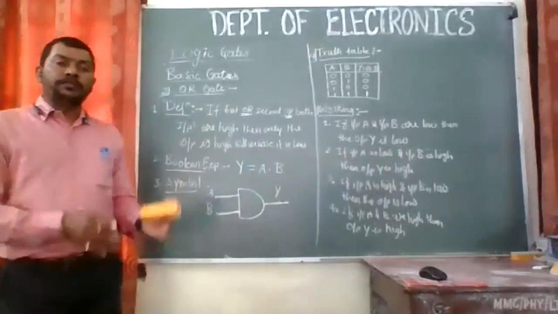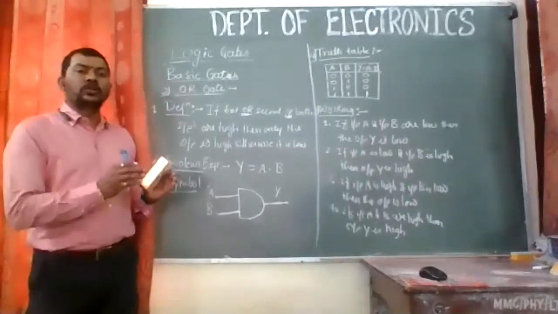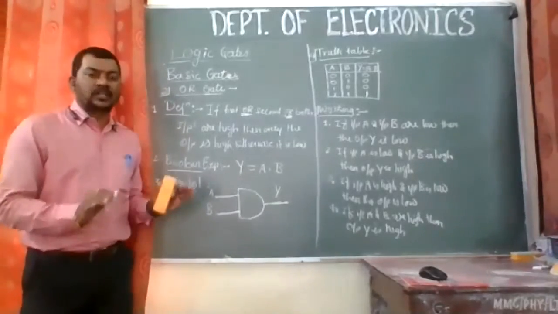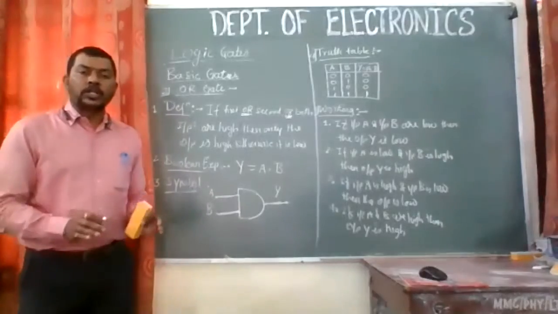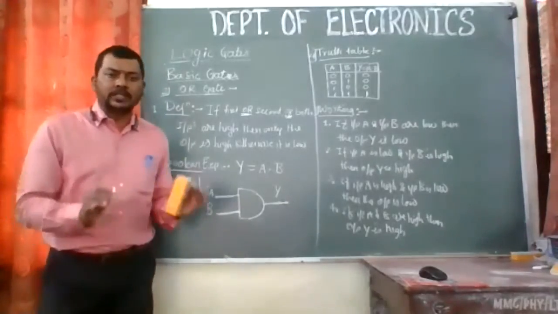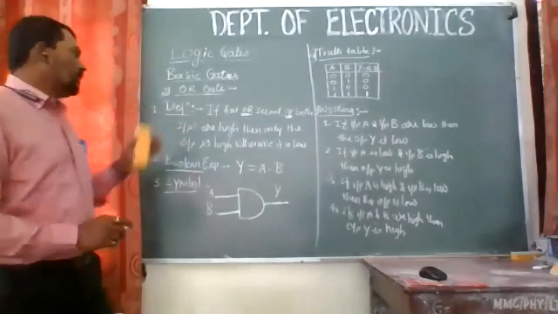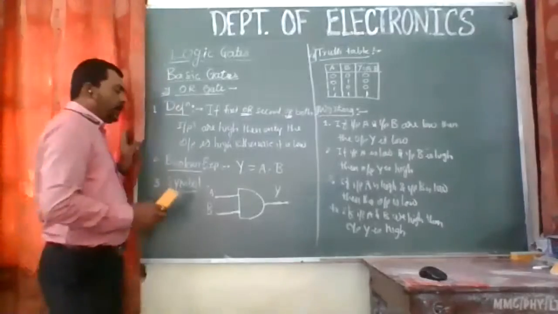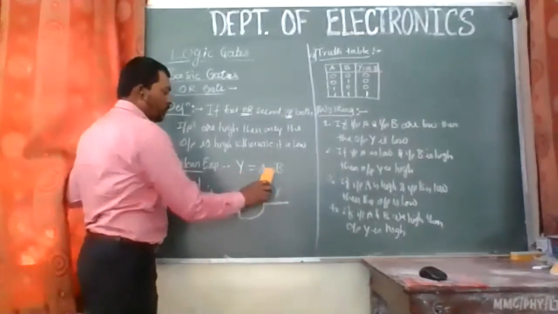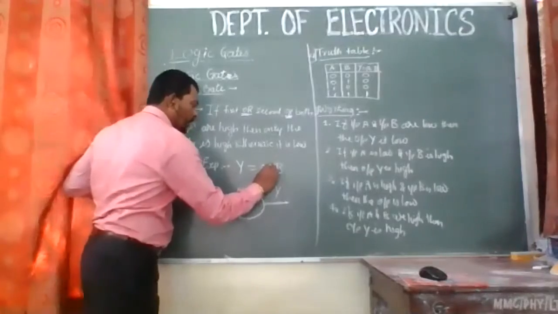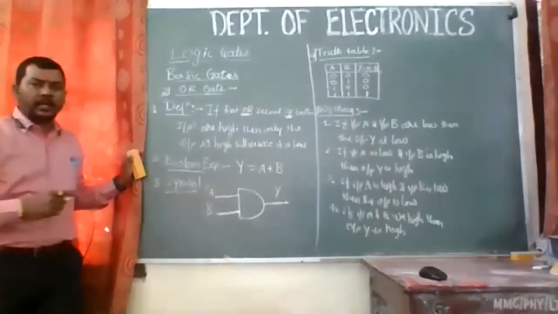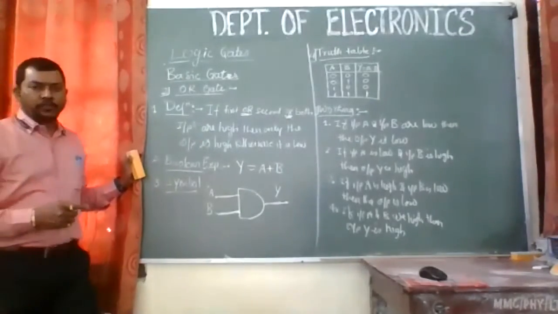Conversely, we can say if the first and second inputs are low, then only the output is low, otherwise it is high. Right? So this is the definition of, say, the OR gate. What would be the expression? The Boolean expression is y equal to a plus b. Again, we are expecting y as the output and a and b are the inputs, right?